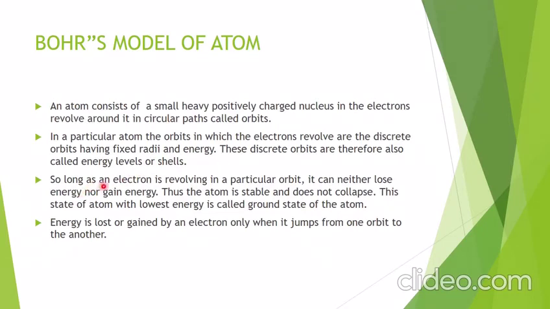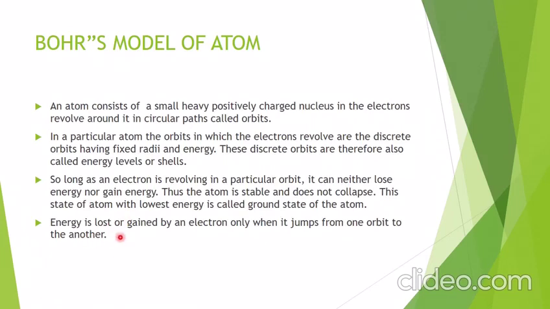Next, so long as an electron is revolving in a particular orbit, it can neither lose energy nor gain energy. So he is saying while revolving around the nucleus, the electrons neither lose energy nor gain energy. Thus the atom is stable and does not collapse. So this state of the atom with lowest energy is called the ground state of the atom.